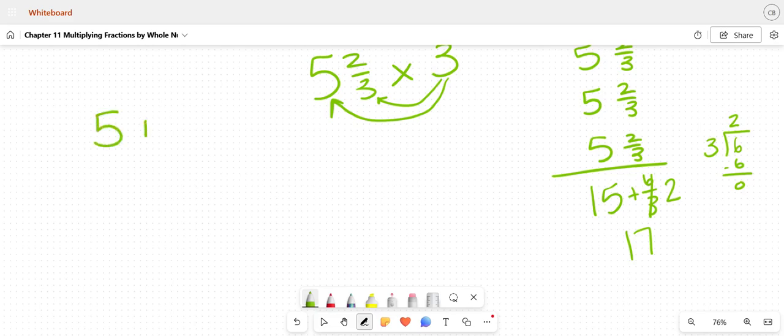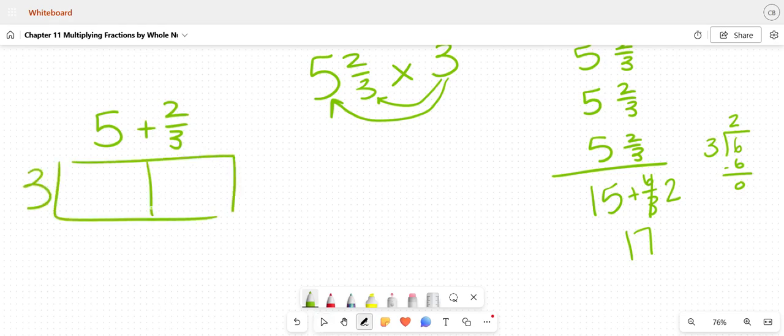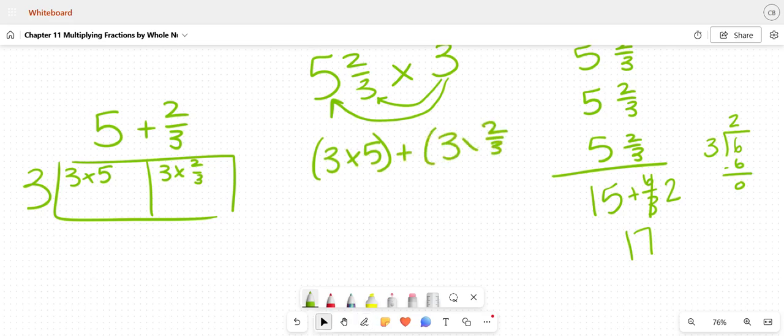So we're going to split 5 and 2/3 into 5 plus 2/3. Put 3 on the side. Cutting it at the plus sign. Everything in the row is going to get a 3. Everything in this column gets a 5, and in this column a 2/3. Okay, so distributive property, we're going to do the same thing. We're going to do 3 times 5. We're just breaking our problem apart. Plus 3 times 2/3. So essentially we have the same thing. 3 times 5, 3 times 2/3.